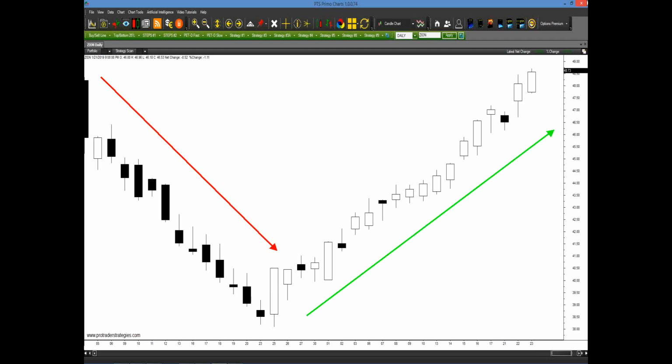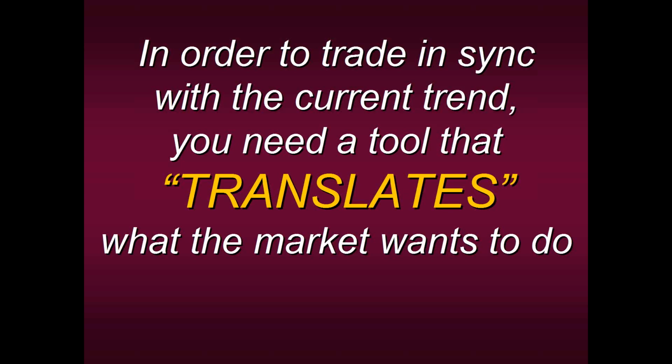All right. What if there's a tool not designed to pick the top or the bottom, but at least could give you an early warning or an early trend detection as to what the short term is? Well, there is. Because in order to trade in sync with the current trend, what we need is a tool that translates what the market wants to do. Because see, most of the tools or indicators or techniques that determine the short-term trend are based off of lagging indicators or lagging techniques. The reason is because they're not listening to what the market wants to do. They're not translating. So what we need is something that translates what the market simply wants to do, and then we can just follow along with it.